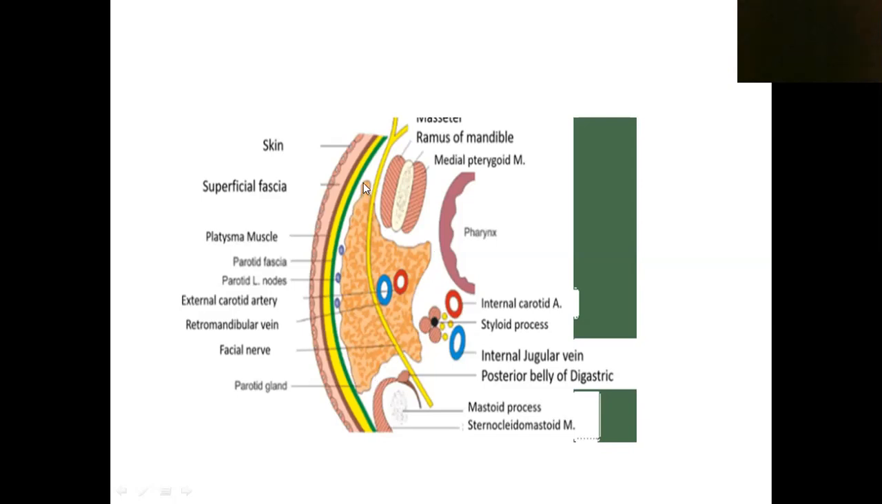See it once again. The anterior border separates the superficial surface from the anteromedial surface. The posterior border separates the superficial surface from the posteromedial surface. The medial border separates the anteromedial surface from the posteromedial surface.